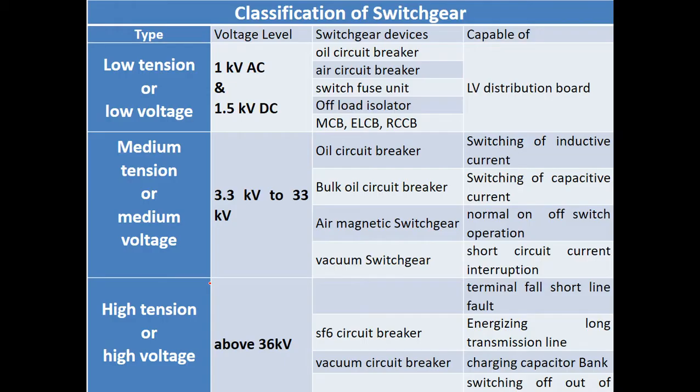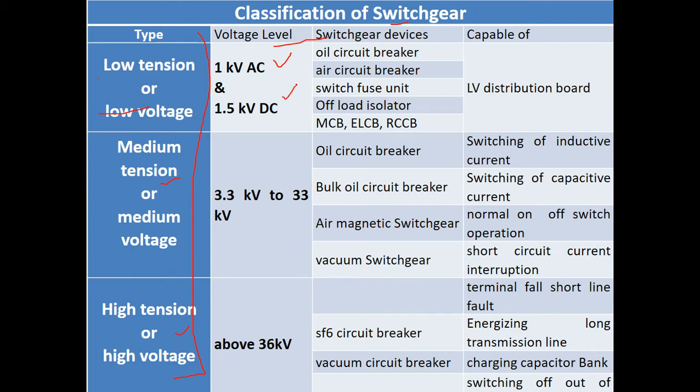So let us start. On the basis of voltage level, switchgear can be divided into three fundamental parts: low voltage, medium voltage, and the third one is high voltage or high tension switchgear. For low tension or low voltage, the voltage level is of the order of 1000 volts in AC and nearly 1500 volts for DC.